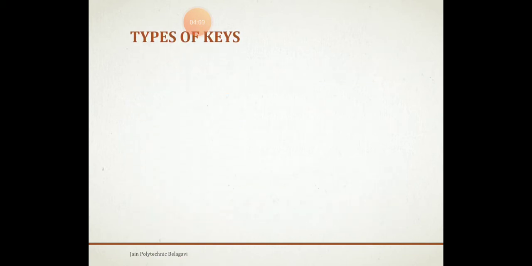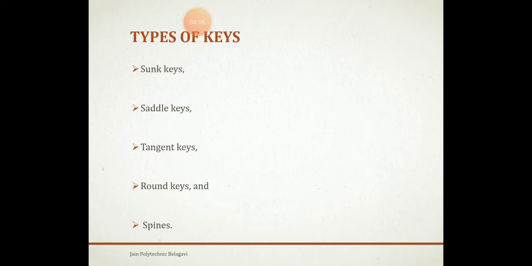Next, we'll see the classification of keys. There are different types of keys in use. Which are those? Sunk keys, saddle keys, tangent keys, round keys, and splines. These are the classification of keys.